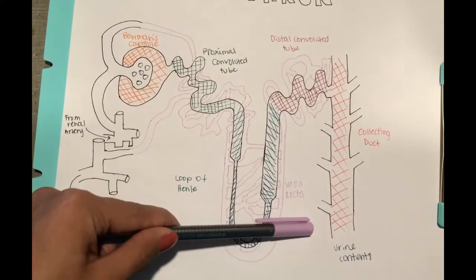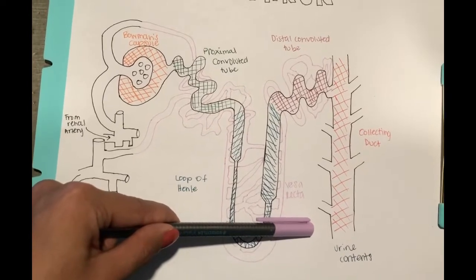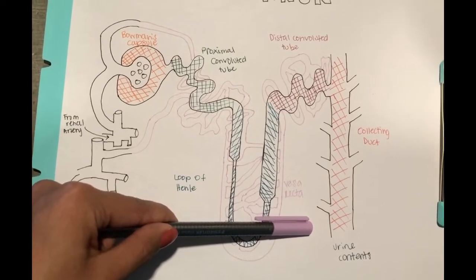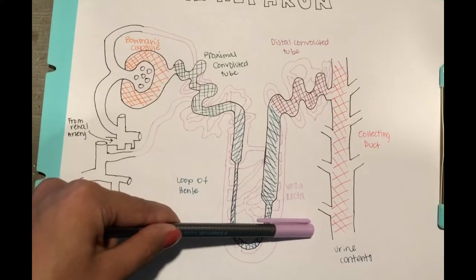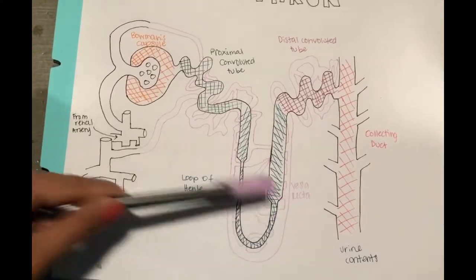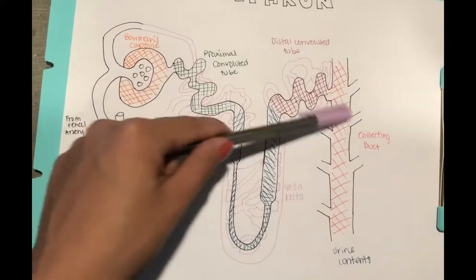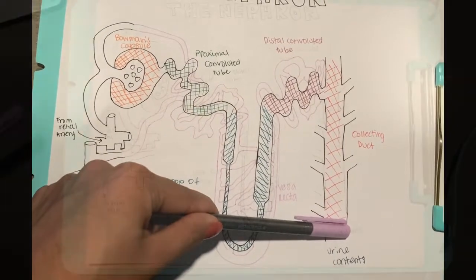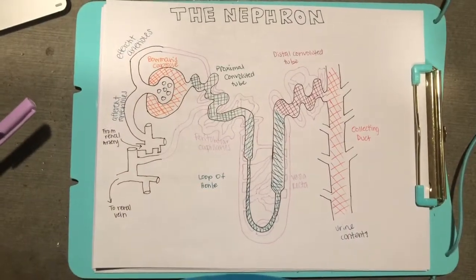Last, we have urine content. Urine is made up of water, urea, creatine, uric acid, and other various ions. This whole process occurs in order to produce urine. Now let's talk about other vessels of the nephron.